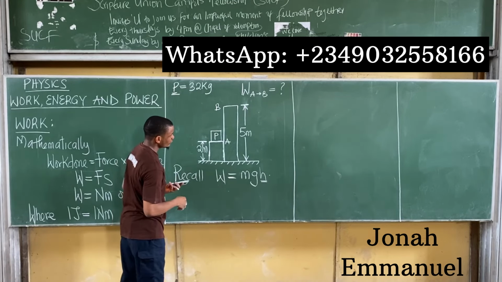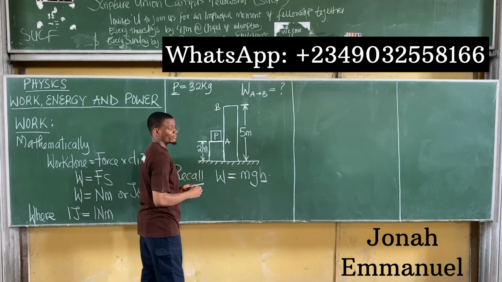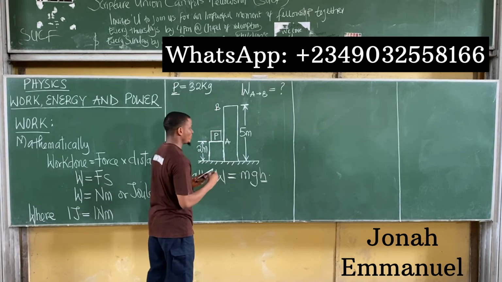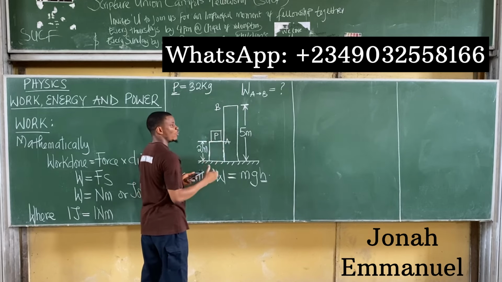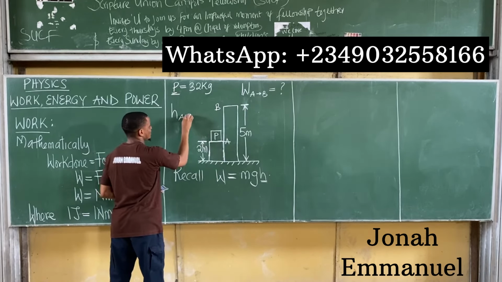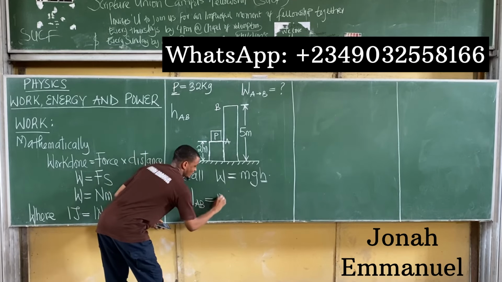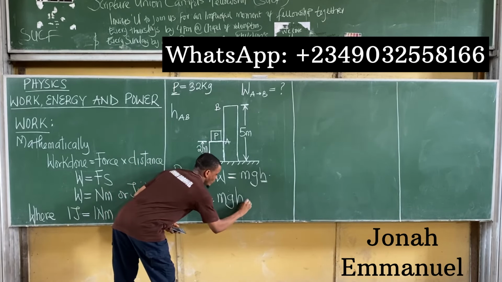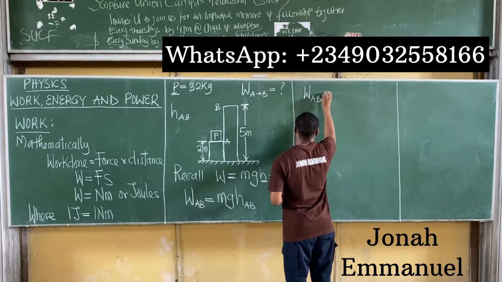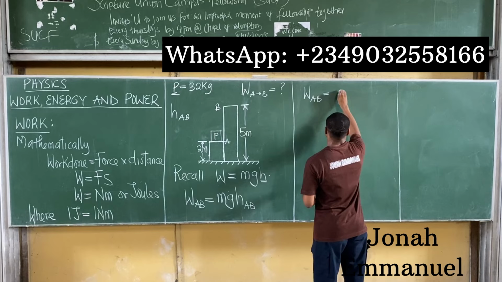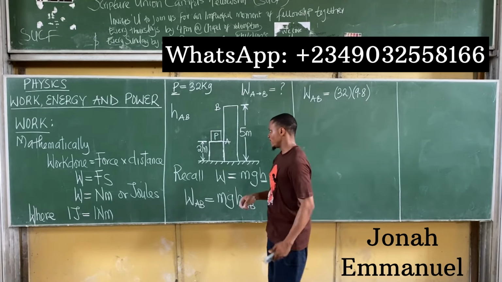Now, here's something to note. When we talk about the height, we're looking at the height at which the body moves. The question is this: the body starts from where and ends where? The body starts from point A and is moved from point A to point B. So from point A to point B, what is the height? What is the height of AB? That means the work done from point A to point B will be equal to the mass of the body times gravity times the height from point A to point B. Such that the work done, W, from A to B by the body is equal to the mass of the body, which is 32, times gravity, 9.8, times the height from point A to point B.